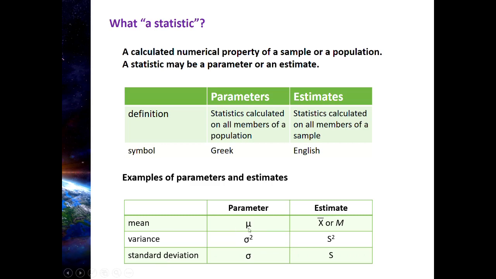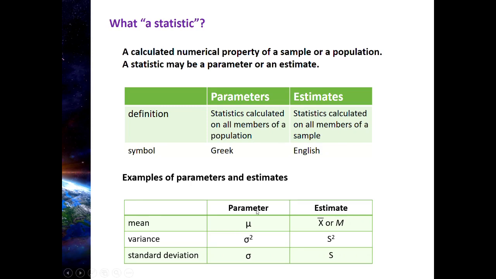Okay, so let's look at some of those symbols. All right, so if we saw this symbol we call it mu. Now, that's not an English letter. So right away, that tells you that it was calculated on the population. Now, what is mu? Well, it's the mean of the population. Okay, the symbol is mu. Now, mu is a parameter. It's a statistic calculated on the population, and the particular statistic is called the mean.